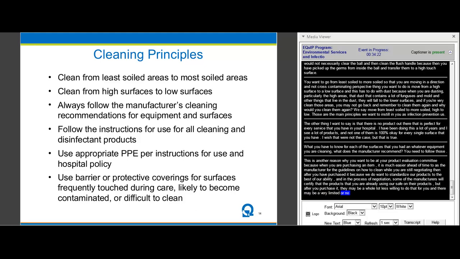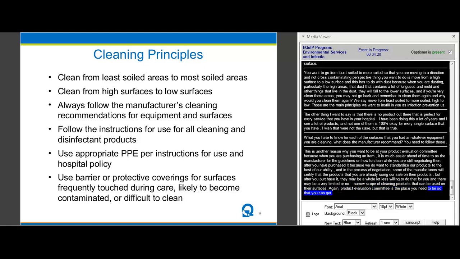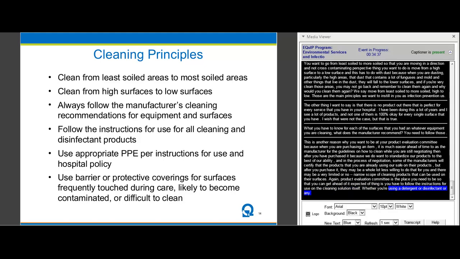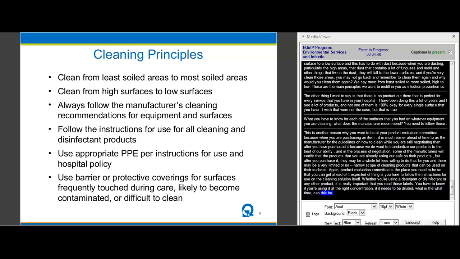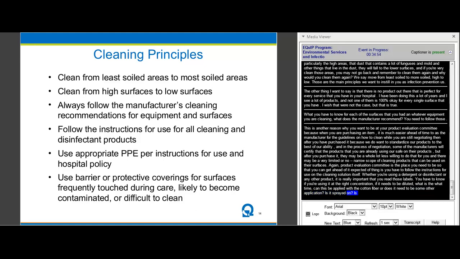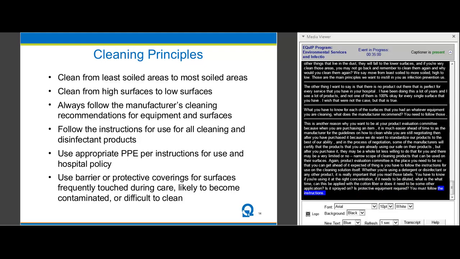The other thing is you have to follow the instructions for use on the cleaning solution itself. So whether you're using a detergent or a disinfectant or any other product, it's really important that you read those labels. So you have to know if you're using it at the right concentration. Does it need to be diluted? What is the wet time? Can this be applied with a cotton fiber, or does it need to be some other application? Is it sprayed on? What kind of personal protective equipment is required? You must follow the instructions. This is something that surveyors love to pick up on. So if you have a surveyor in the house, they're going to be watching that everybody follows the manufacturer's guidelines. And we have already talked about using appropriate PPE.